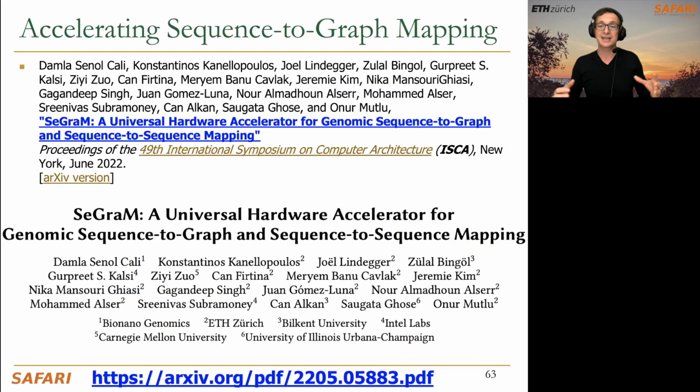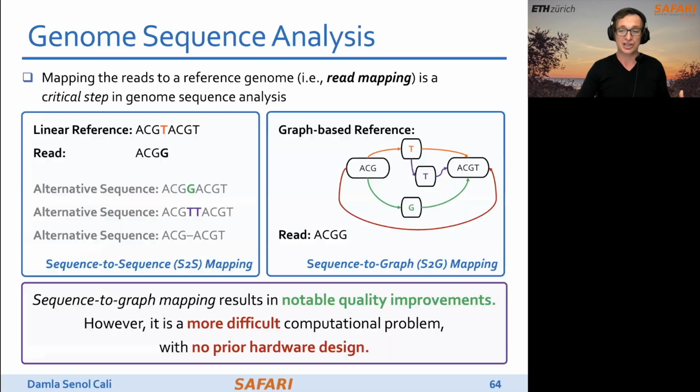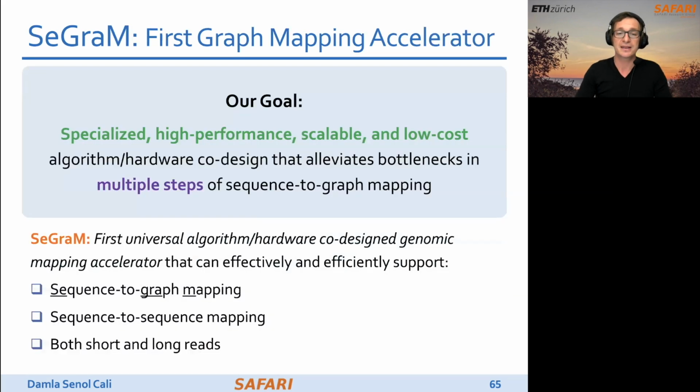More recently, we've been looking at graph-based genomes, and this is actually the future of genomics because you represent genomes using graph structures, because people are interested in actually representing a population using graphs. This turns out to complicate the problem significantly. It's a much more difficult computational problem because now you don't map to a single linear reference, you really map to a graph. And we designed the first algorithm-hardware co-design that alleviates the bottlenecks in multiple steps of the sequence-to-graph mapping.